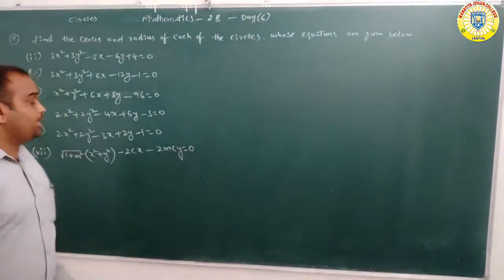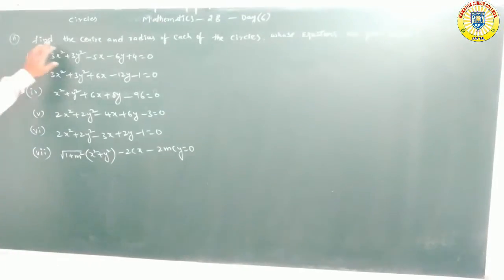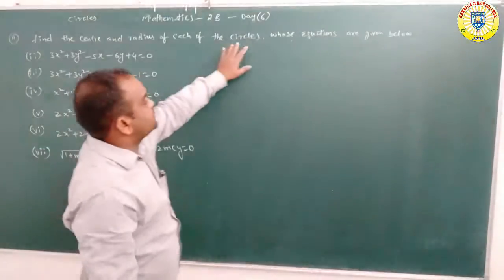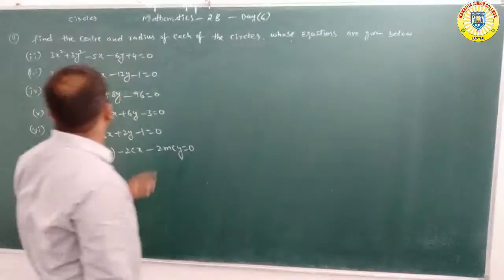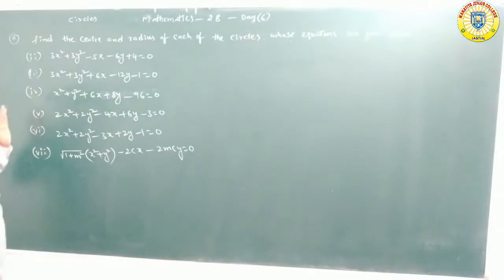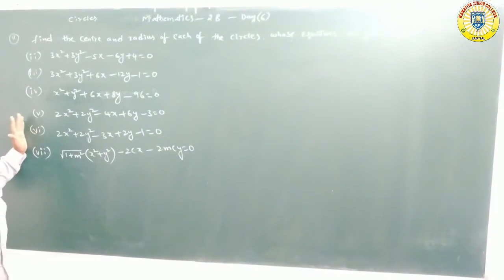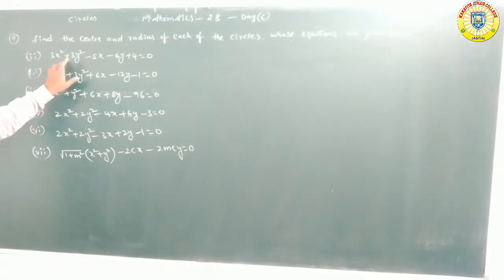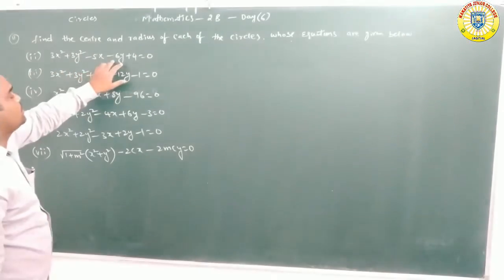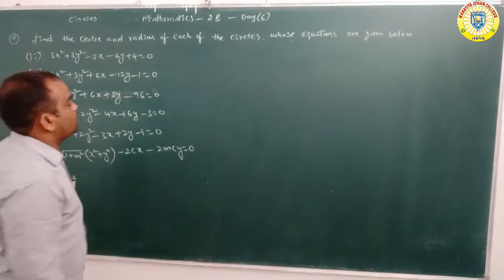Next are the remaining problems. The 11th question asks: find the center and radius of each of the circles whose equations are given below. First problem completed. Next, the second one. See the second problem: 3x square plus 3y square minus 5x minus 6y plus 4 equal to 0.